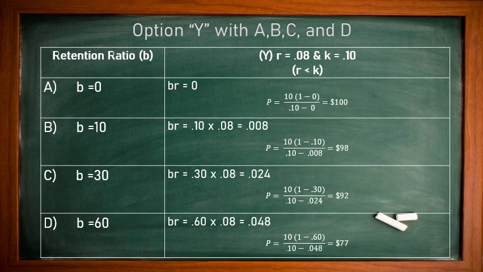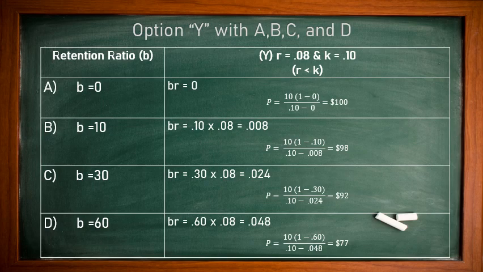Then we go for situation B. We find that the value of the share goes down to $98 once we apply the formula given by Gordon. Then in situation C, once we put the values in, the market price of the share is $92. And in the other situation, where we retain 60% of the earnings, the value declines even more, to only $77.